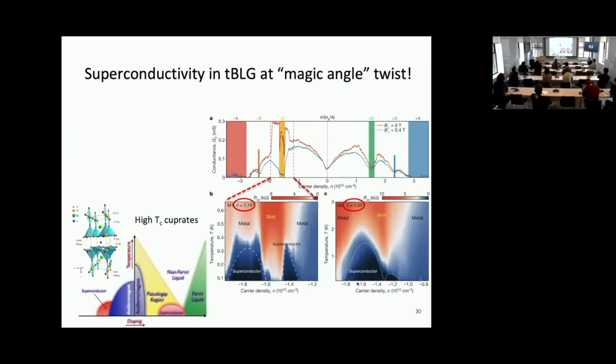the temperature for the transition as a function of the carrier density is a phase diagram. Now you have these superconducting regions separated by Mott insulator regions and so on. And this has certain very important similarities to the phase diagrams of high temperature superconductors, the cuprate materials. Notice that this is for 1.16 degrees. This is for 1.05 degrees, again, superconducting regions, Mott insulator, and so on.